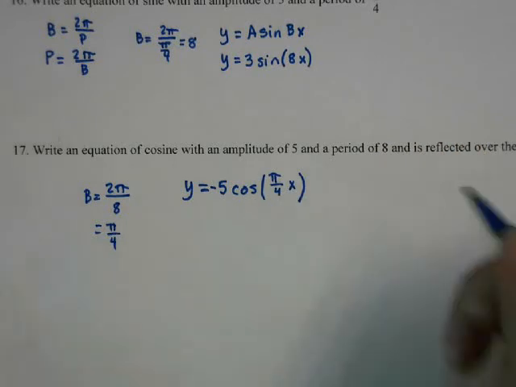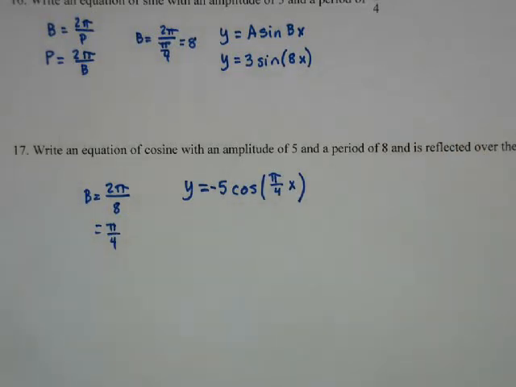So that's how we graph sine and cosine. Next time we're going to add translations, moving it left, right, up, and down.